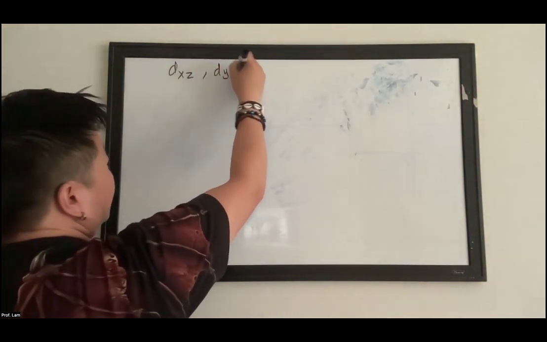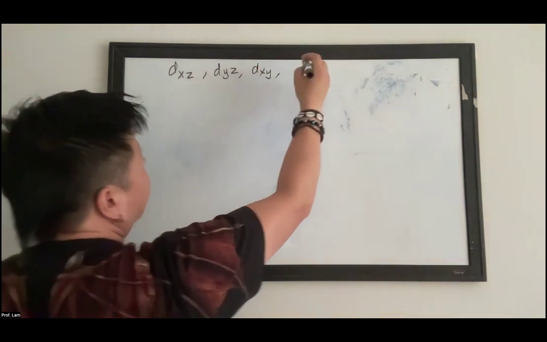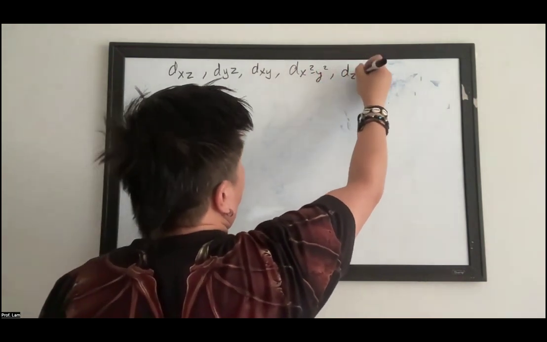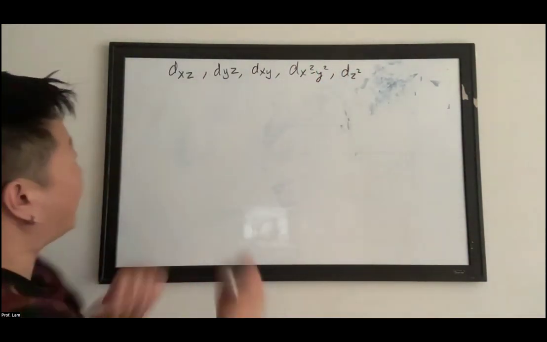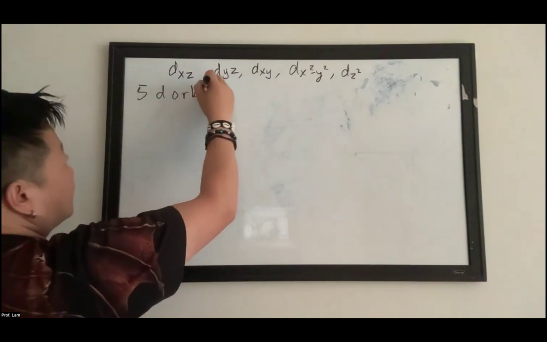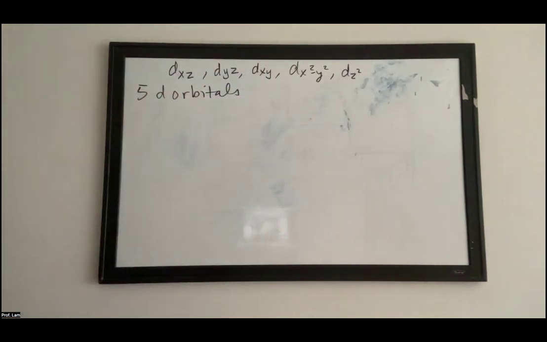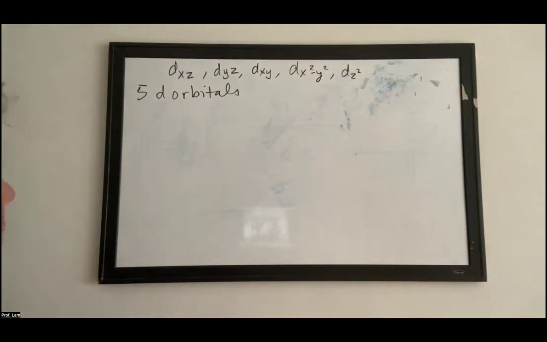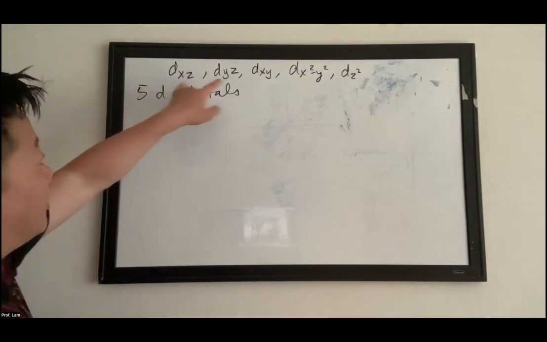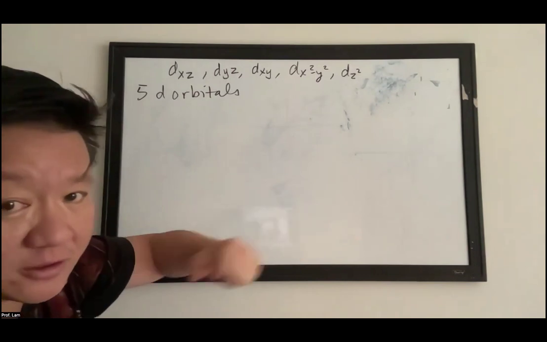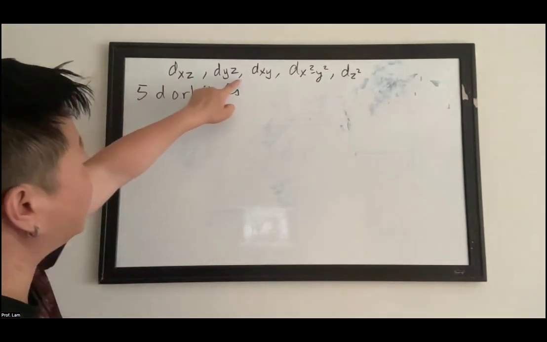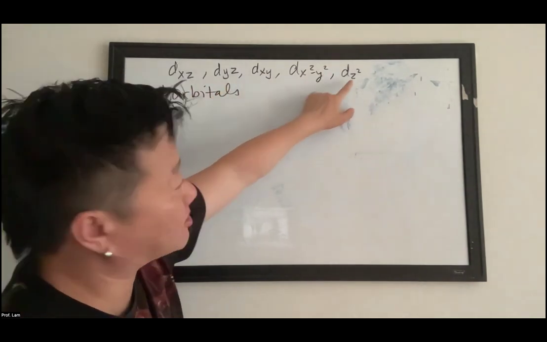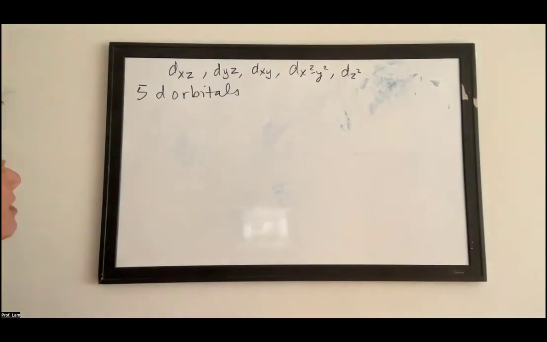dxz, dyz, dxy, dx squared minus y squared, and dz squared. 1, 2, 3, 4, 5. So the 5 d orbitals. And again, what are orbitals, guys? 3D regions of space where you can probably find the electron. Notice how the names are just x, y, z, your Cartesian coordinates, and then it's a scramble of any two for these. And then the last two are different: x squared minus y squared and z squared. So you just have to remember that.